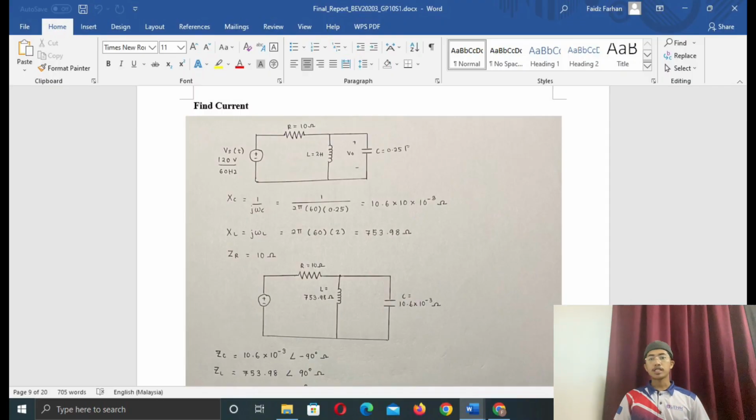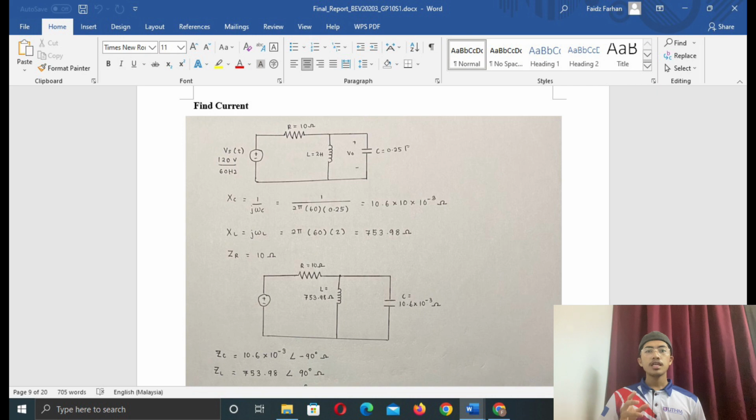Hi, Assalamualaikum. My name is Muhammad Faidz Farhan Rohaidzam and my matric number is DE220084. Now I want to explain how to find the current using the current divider rule method. Okay, so now the circuit in the time domain. You need to change the time domain to the S domain circuit.